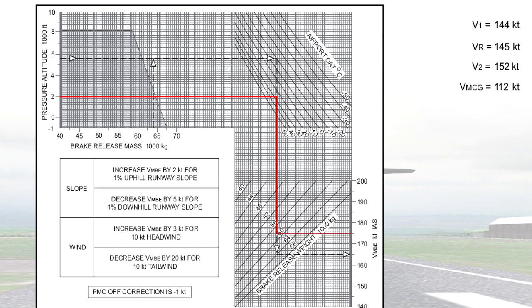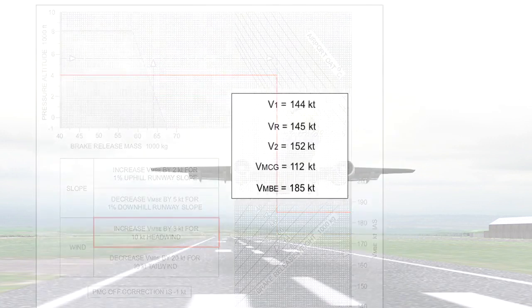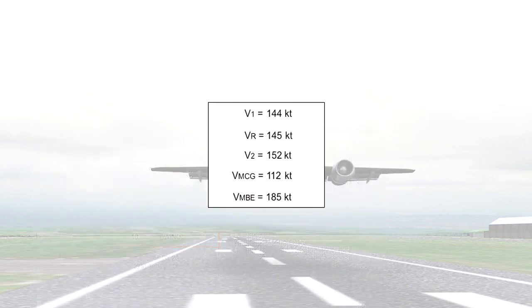However, there are some corrections to make. In our example, we had a 2% upslope. This means we need to increase VMBE by 4 knots. There is also a wind correction to be made. In our example, we had a 20-knot headwind, and this means VMBE must increase by 6 knots. The total correction would increase VMBE to 185 knots. All the relevant takeoff V-speeds have now been calculated based upon our regulated takeoff mass of 57,900 kilograms.